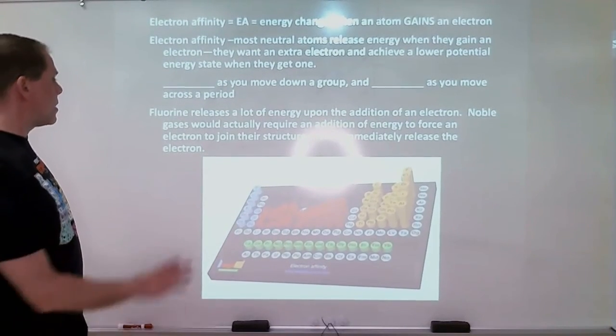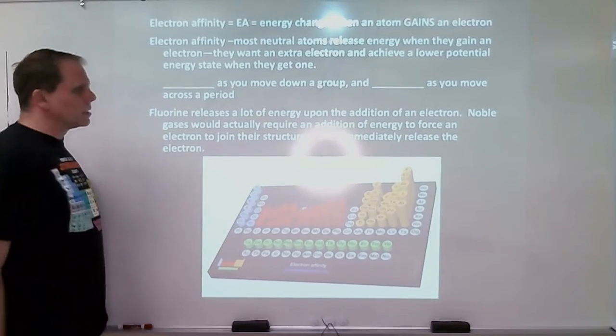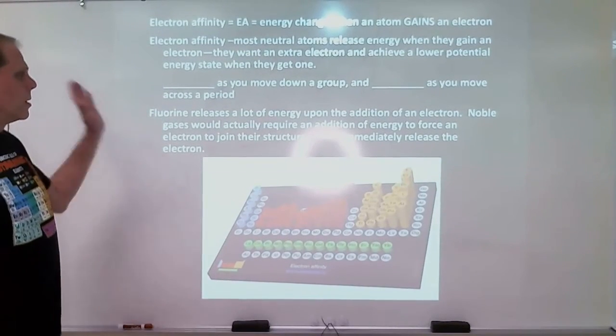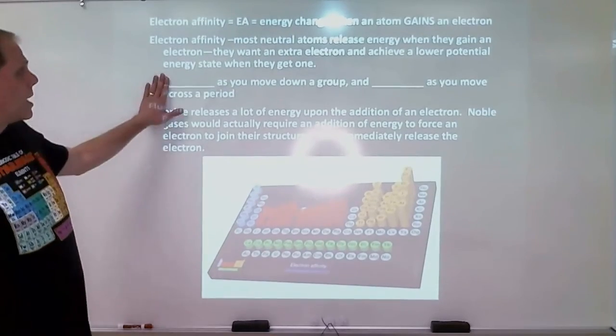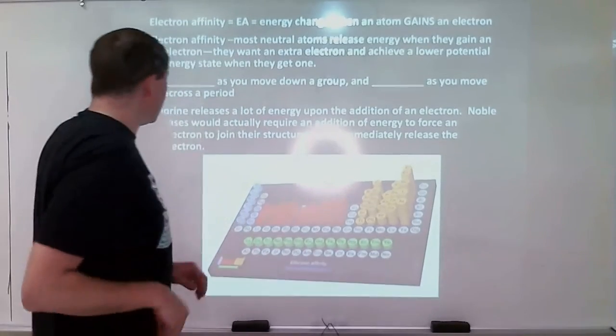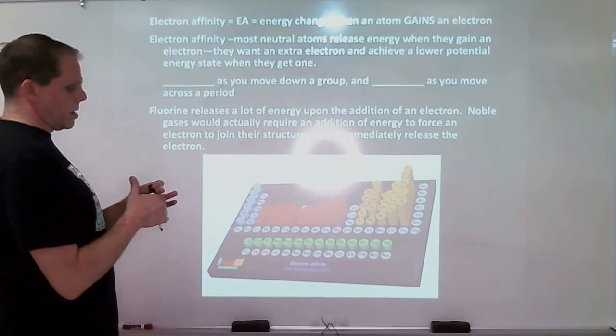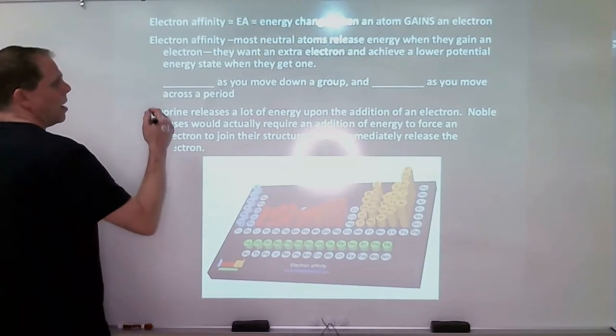All right, so yeah, I think that's kind of the idea. Fluorine is going to release a lot of energy upon the addition of an electron. Noble gases don't. Now, as you move down a group, electron affinity, I don't know what line to write on. It's bouncing around so much.